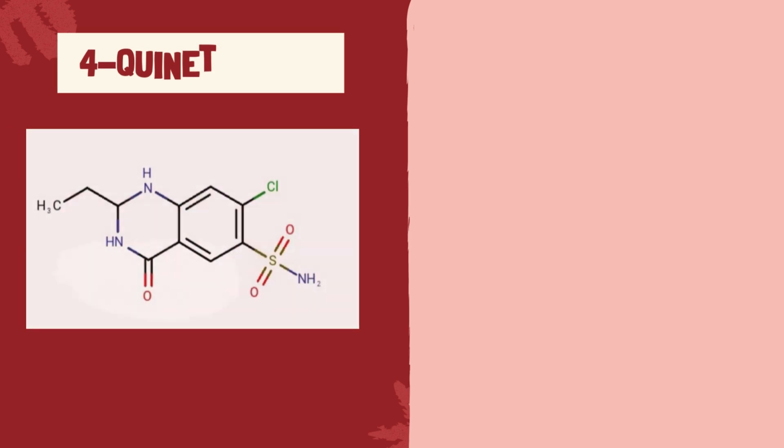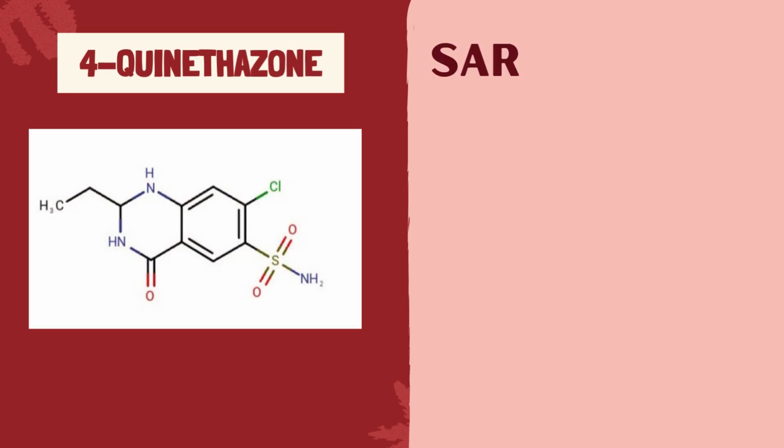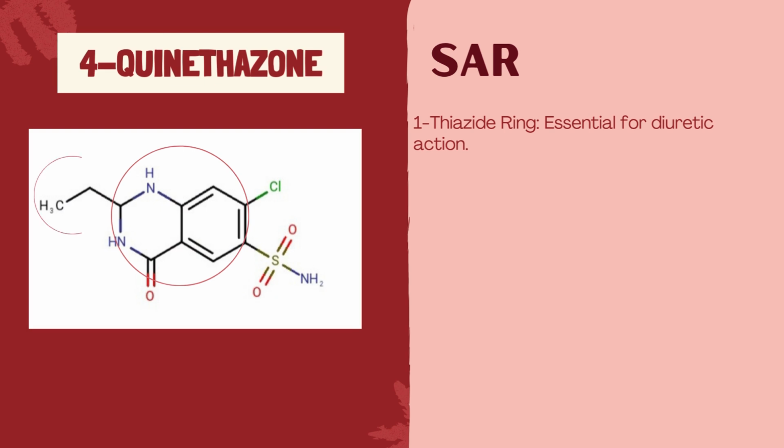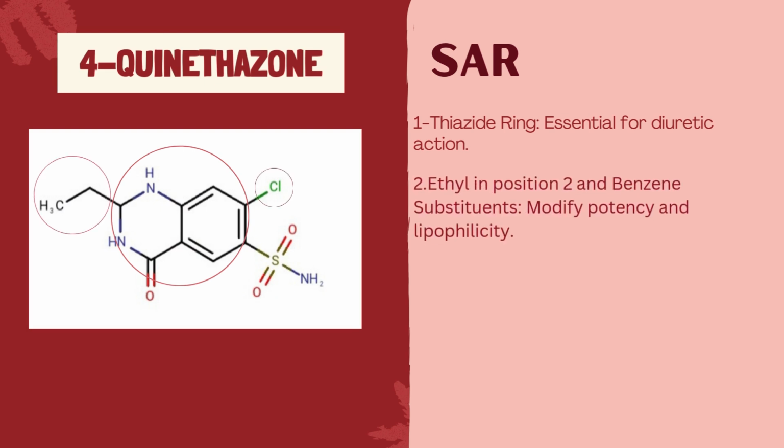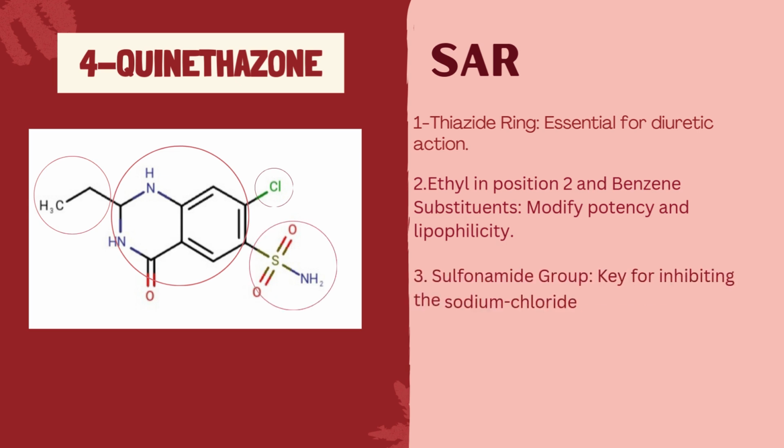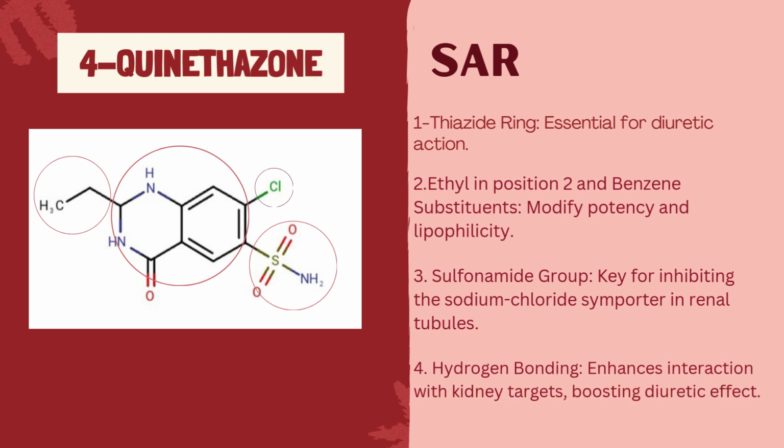Finally, quinethazone. Let's first discuss the structure-activity relationship. It has a thiazide ring that is essential for diuretic activity. The ethyl group in position 2 and benzene substituents modify potency and lipophilicity, and so duration of action. The sulfonamide group is considered the key for inhibiting the sodium chloride symporter in renal tubules. Hydrogen bonding enhances interaction with kidney targets, boosting the diuretic effect.